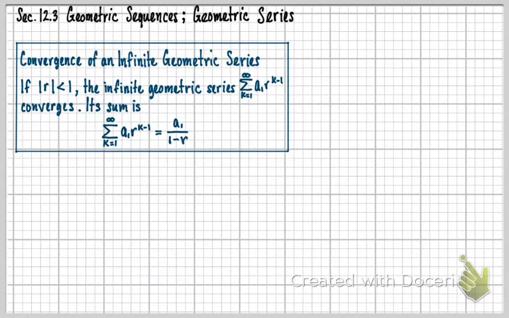Now we're going to talk about the convergence of an infinite geometric series. So here it is. If the absolute value of r is less than 1, that simply means that r is really between 1 and -1. That's really what that means when it's the absolute value of r, because think about r being a negative number. That's okay, because if it was negative 1/2, it would be the absolute value of that, which equals 1/2. So that's what that means.